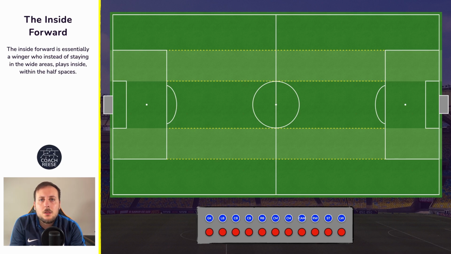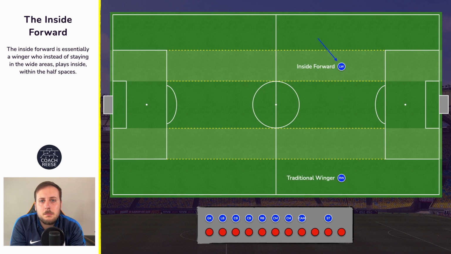So in today's video, we're going to take a look at the inside forward. We'll take a look at what it is, how it's used and why it's used. As always, I will leave timestamps and chapters below. Let's get into it. So what is the inside forward?